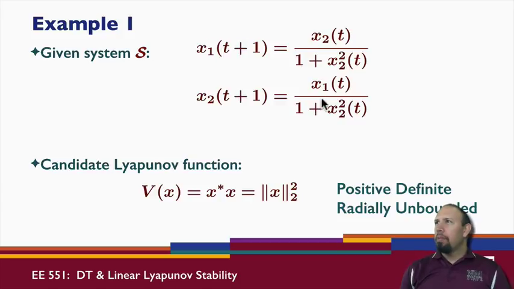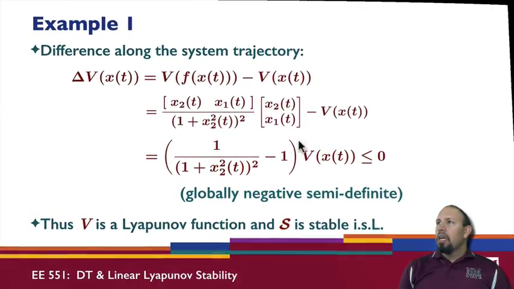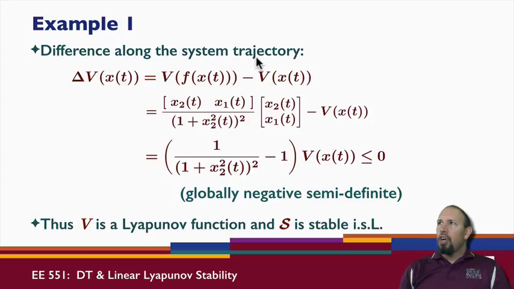We have this example problem, a discrete time system. x1 depends upon x2. x2 depends upon both x1 and x2 in a nonlinear way. If I look at this function, I notice that the denominator is the same in both terms. And so as a vector, x of t plus 1 is equal to 1 over this quantity times the vector x2 and x1. Our candidate Lyapunov function is just the norm squared, which is positive definite and radially unbounded.